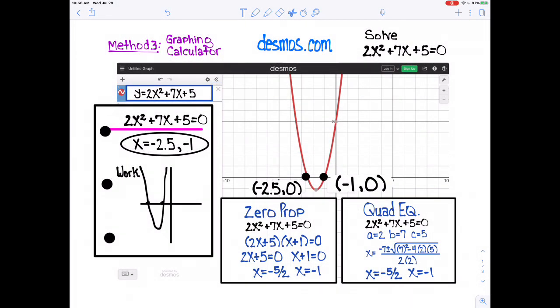Here's just a quick comparison of the answers we got when we used the zero property and the quadratic equation. Notice the answers when using the zero property and the quadratic equation look slightly different than what we got when graphing. But negative 2.5 and negative 5/2 are equal to each other. If you were to take negative 5 and divide it by 2, you would get negative 2.5. So both of these answers are correct. When checking with the back of the book, know that the back of the book might have an equivalent answer. So don't doubt yourself just because your answer doesn't look exactly the same.